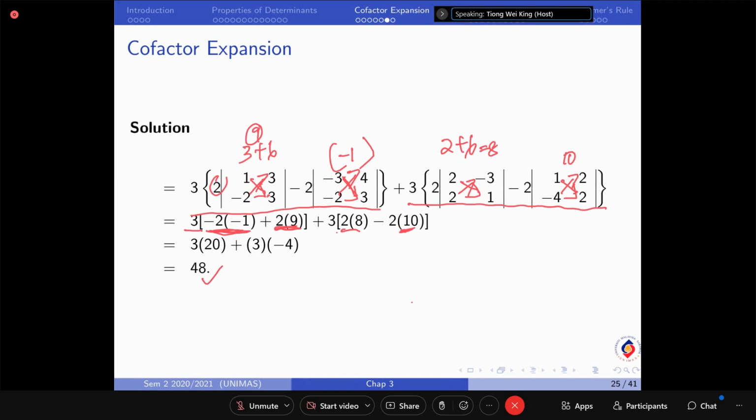Okay? Boleh? This is the cofactor expansion. Boleh ya? I hope you're clear lah. If you still remember what you learned, then it's good. If not, then hopefully you're clear.